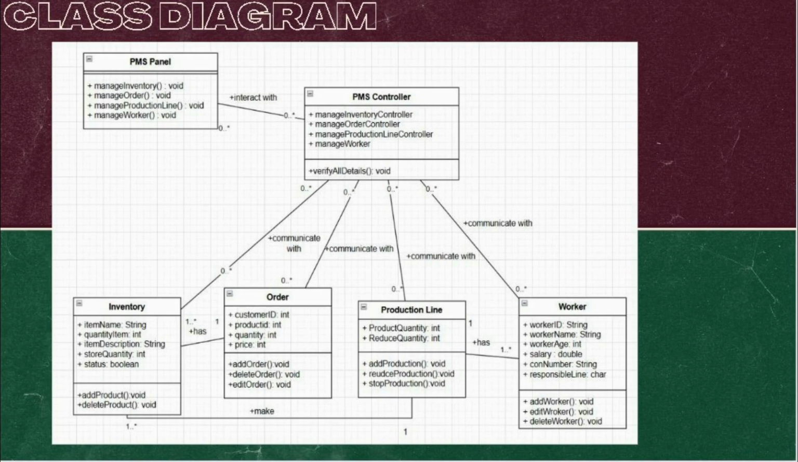The relationship between production line and inventory is that production line makes inventory, which is the products, and their relationship would be 1 to many. Moving forward, we have inventory and order. The relationship would be inventory has order, and 1 to many. As for the relationship between production line and worker, it would be production line has worker, and the multiplicity would be 1 to many.